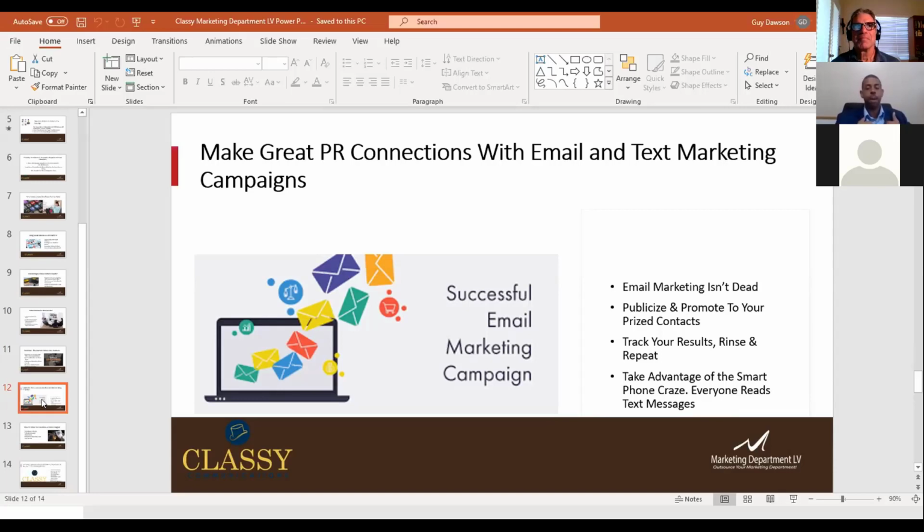I know it does for my business. I know it does for clients who I work with. The ROI on email marketing is tremendous. And you've got free platforms out there that allow you to do email marketing, and you have paid platforms. So take advantage of whichever one works best for you and your budget. And again, as I had mentioned before, it allows you to publicize your business and promote it to your prized contacts, which is your database.